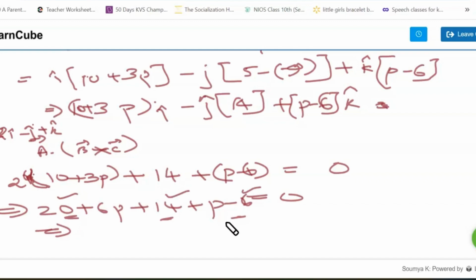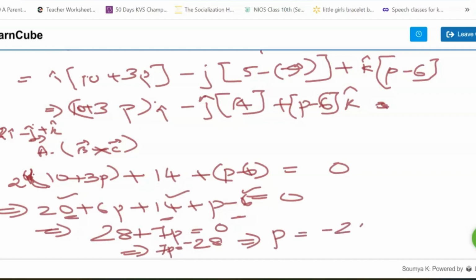Twenty plus 14 minus 6. Okay, 34 minus 6, that is 28, and you have 6p plus 1p, that is 7p, which is equal to 0. And here you have got 7p is equal to minus 28, or you can say p is equal to minus 28 by 7, which will give you the result as minus 4. So minus 4 is the answer of P.